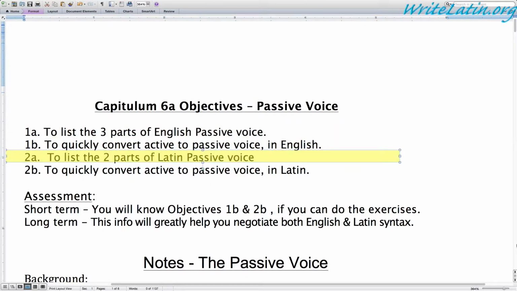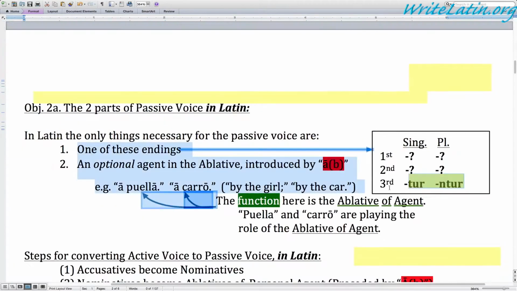Number 2A, to list the 2 parts of Latin passive voice. Well, if you forgot them, they were right here. They were tur or untur and ab.